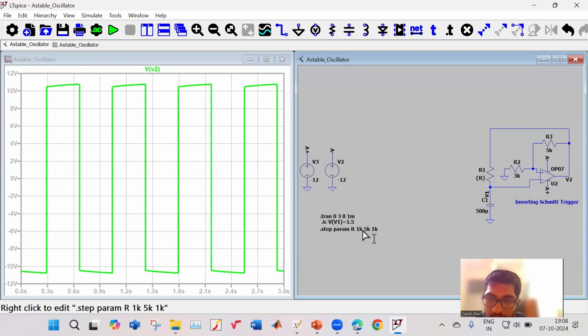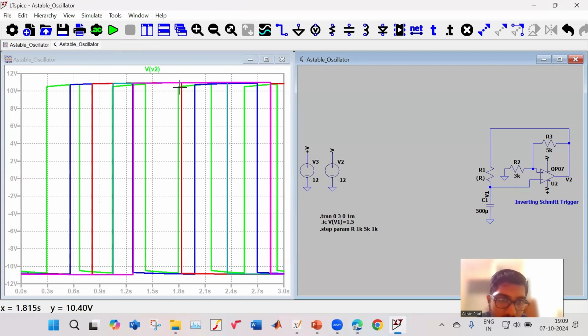And the R is changing from 1K to 5K in steps of 1K. So first it will be 1K, it will run the simulation, then it'll make it 2K and run the simulation, make it 3K, run the simulation, 4K, run it, and 5K it will run. All those things it will show. Let us see how it looks.